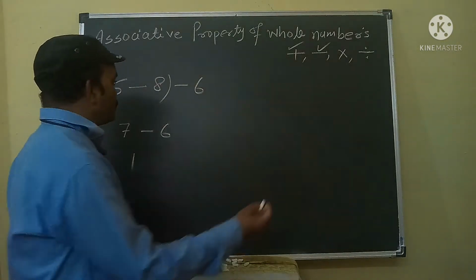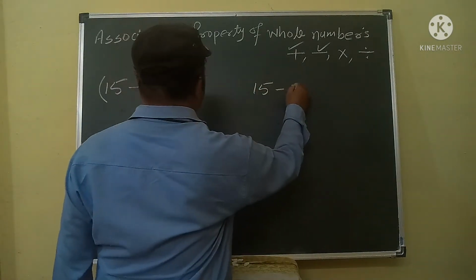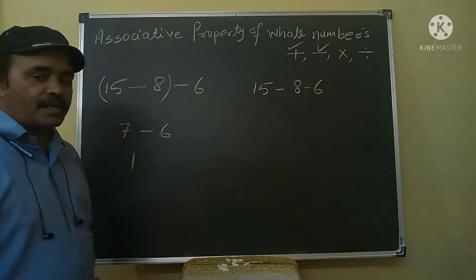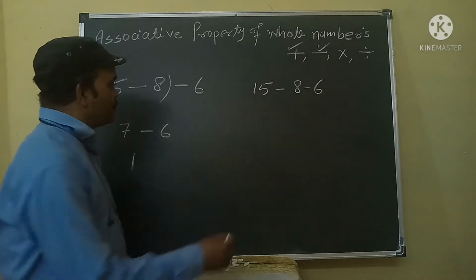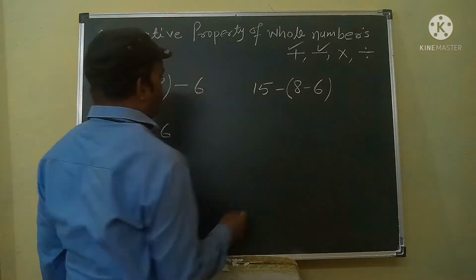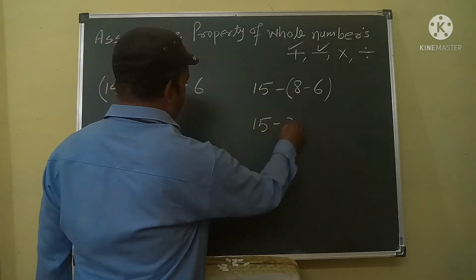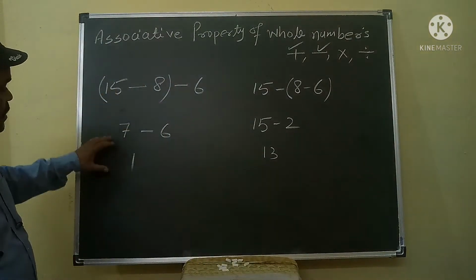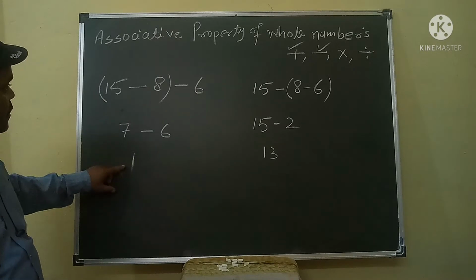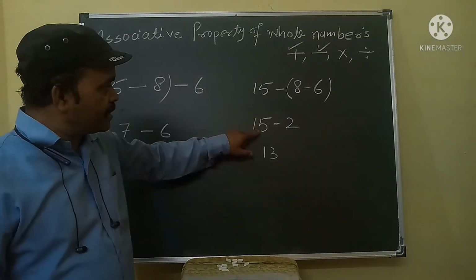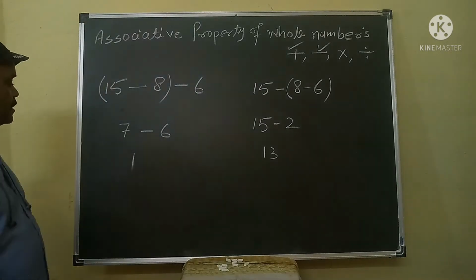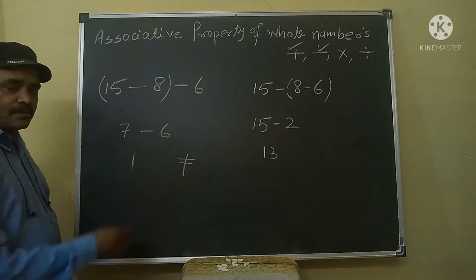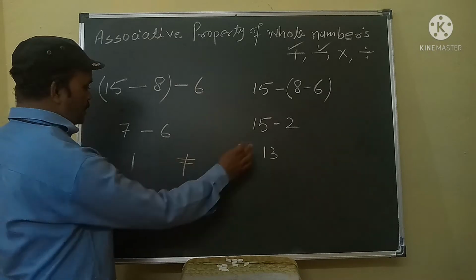Now you have three whole numbers 15, 8 and 6. Suppose in the second method you make the group for 8 and 6. So 8 minus 6 is 2, and 15 minus 2 is 13. In the first method the answer is 1. In the second method the answer is 13. That means 1 is not equal to 13.